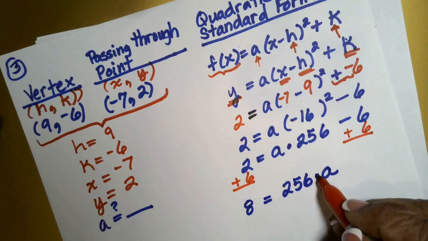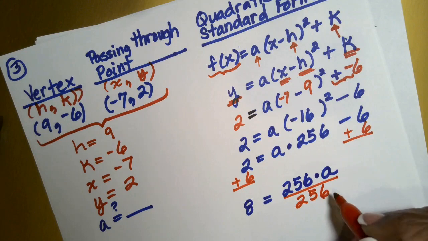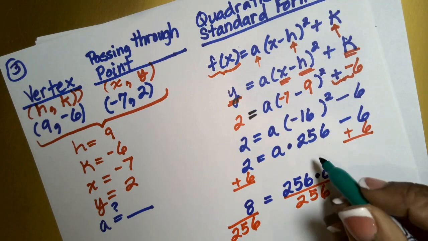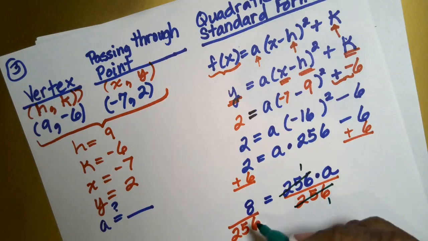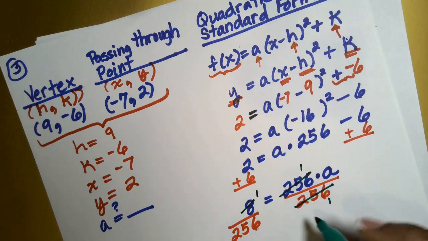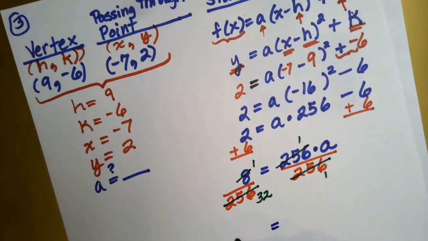Now the opposite of times 256 is divided by 256. We will do that on both sides of the equation for balance. And now 256 goes into both of these numbers evenly, one time each. On this side, 8 will go into both of these numbers. 8 goes into itself once, and it goes into 256 evenly 32 times. So we're left with the fraction on the left, 1 over 32.